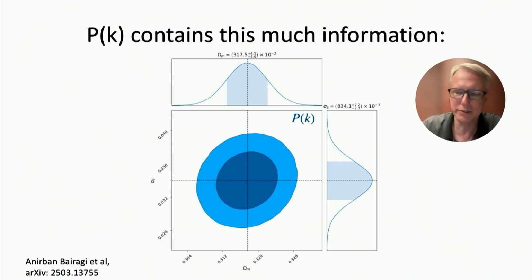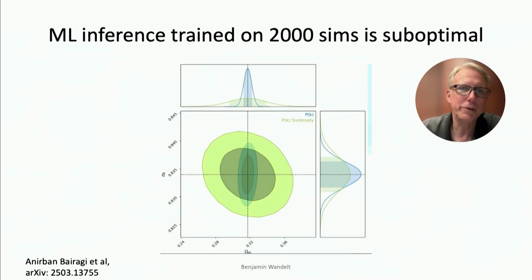We have techniques in this case from asymptotic statistics that tell us how much information there is. And here's how much information the power spectrum has on two key parameters, the sigma 8 and omega matter parameters that we're very interested in cosmology. So this actually gives us a gold standard. And if we train our network on the standard number that a lot of people use, 2,000 simulations, we do not reach this information content. So we are not able to reproduce that. So 2,000 simulations are suboptimal.